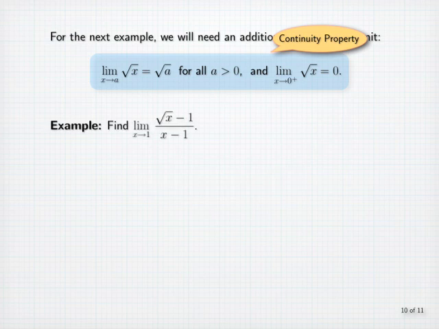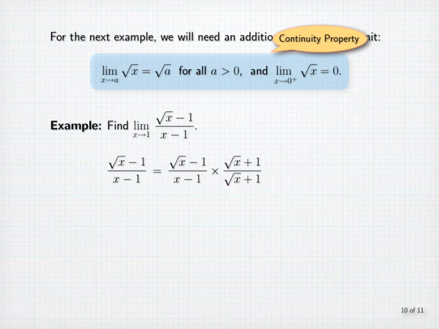Example. Let's find the limit as x approaches 1 of the square root of x minus 1 divided by x minus 1. Observing first that as x approaches 1, the numerator and denominator both approach 0. The algebra that we need to do here involves rationalizing the numerator. We'll multiply the numerator and denominator by the square root of x plus 1.